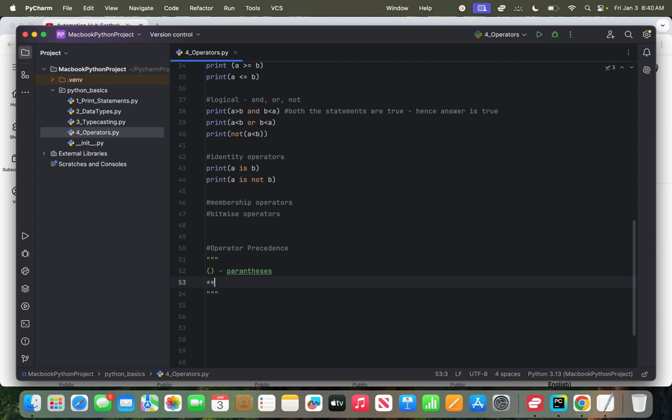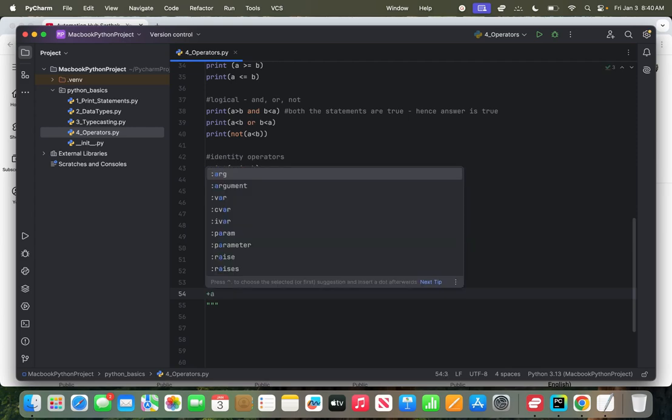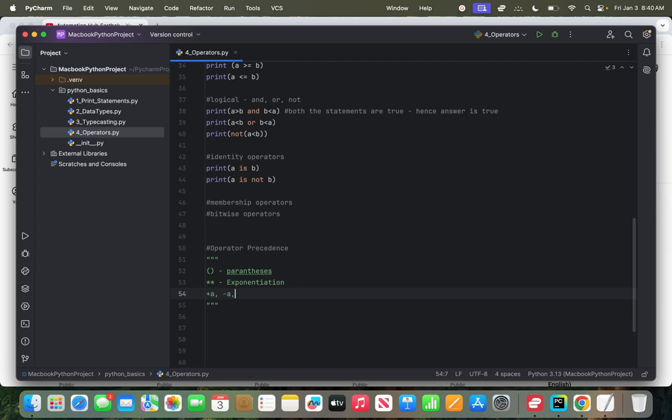Next one is exponentiation. Then you have the unary plus, unary minus, and the bitwise NOT. These are the next preference. Then you have the multiplication, the division, the floor division, and then the percentage.